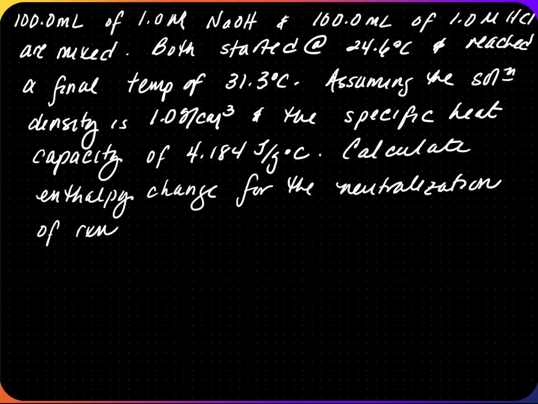Pause the video, try this problem on your own, and then check your answer. This problem too is similar to the previous one. We are mixing sodium hydroxide with hydrochloric acid. They both start at the same temperature of 24.6 degrees Celsius, and their final temperature is 31.3 degrees. So we know the Q of the reaction because that's what they want. The enthalpy change for the neutralization is equal to Q of the solution.